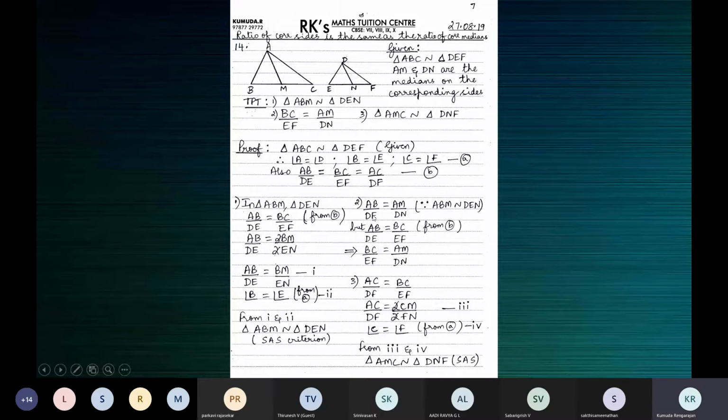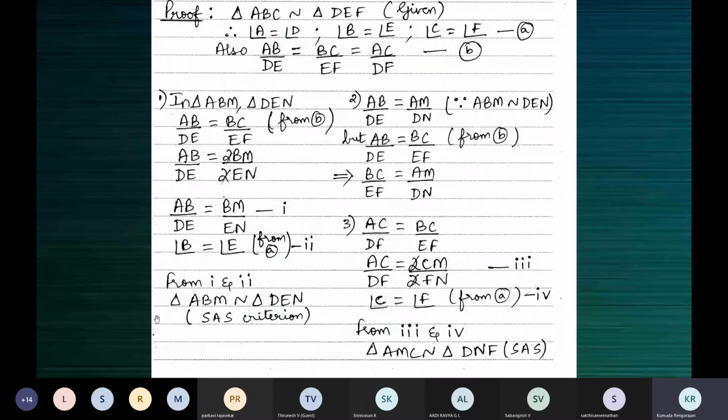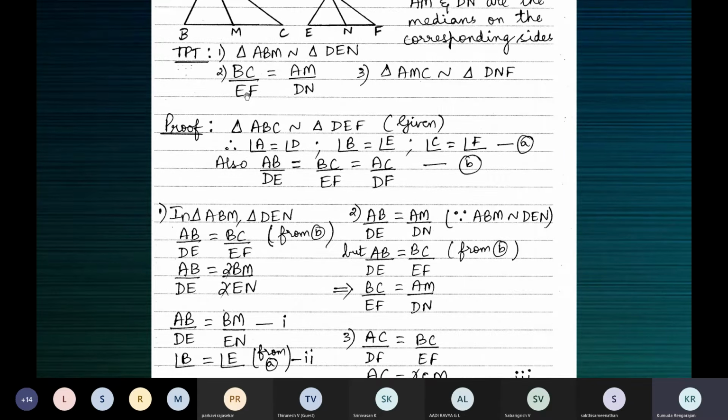All right. So the second part here, we have to prove that BC by EF is equal to AM by DN. So from the similarity of these two triangles, ABM similar to DEN, we get AB by DE. We have to prove BC by EF is equal to AM by DN. But we know that BC by EF, AC by DF, AB by DE, all these three are the same.